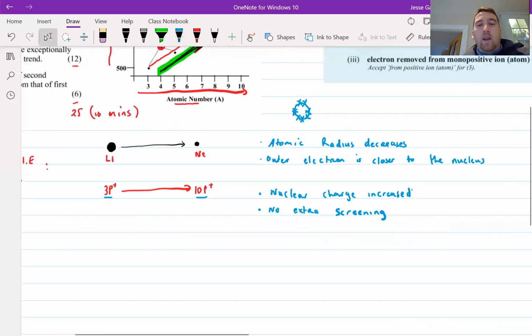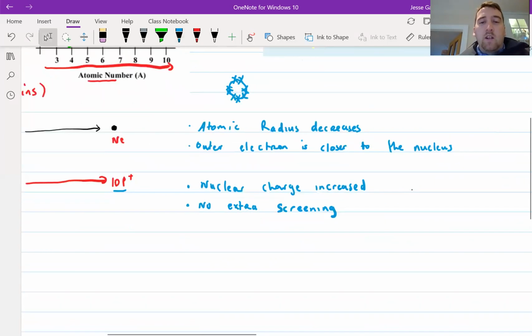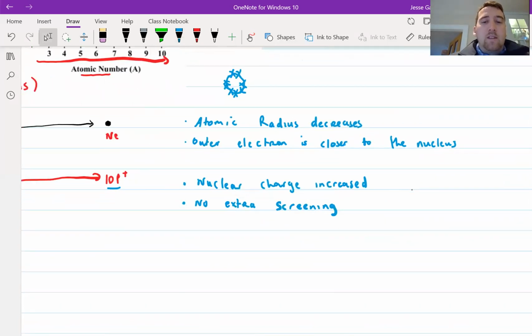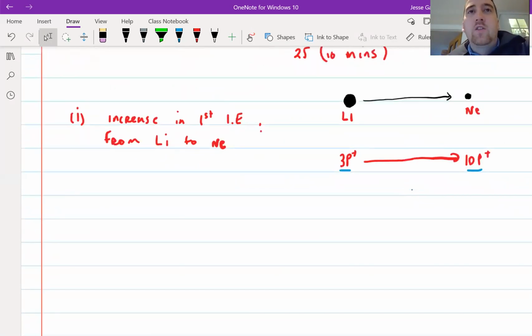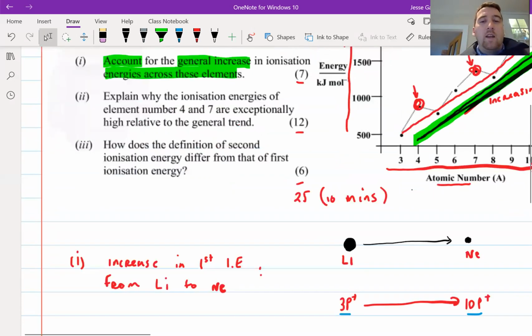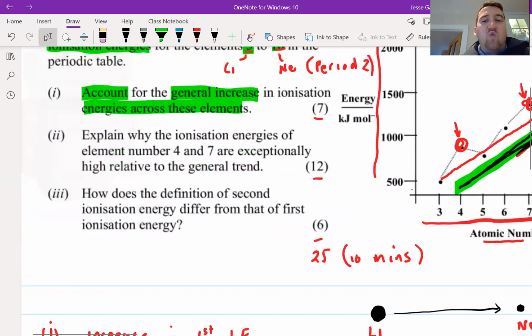Okay, so hopefully we had these points. That the atomic radius decreases and the nuclear charge increases. These are the reasons why the first ionization energy increases. Right, let's go back. That was worth 7 marks. Let's go back. This one's worth 12 marks.